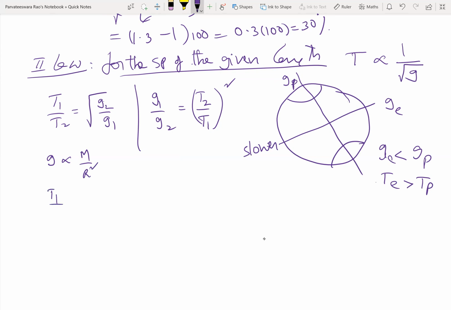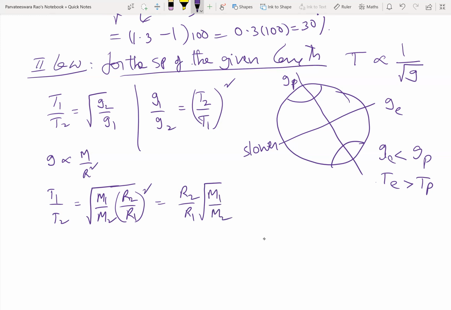So T1 by T2 is equal to root of, for two different planets. Suppose you have done the experiment with simple pendulum on the Earth. You have taken it to Mars, whose mass is double that of Earth and radius is 4 times more than the Earth. Like that, you will be getting questions. So M1 by M2 into R2 by R1 whole square. That is R2 by R1 into root of M1 by M2. This is one relation.